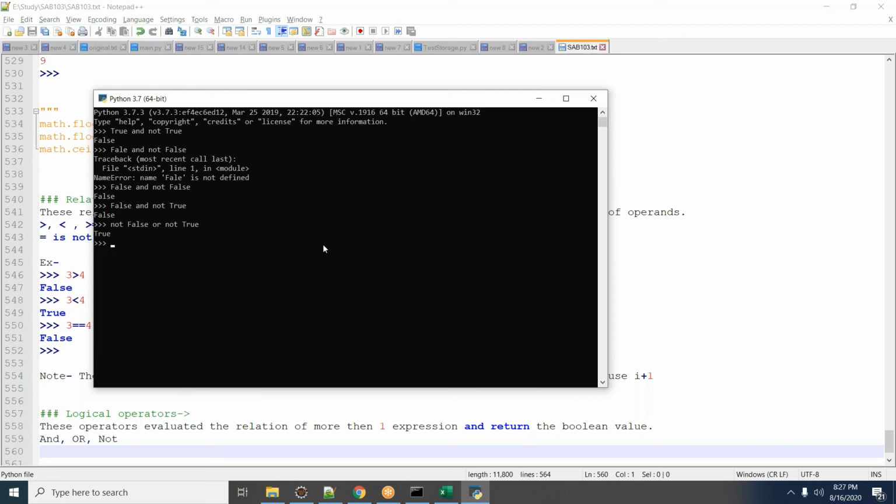True. Okay. Not false means what? True. Not false means true. If one expression is true, there's no need to check the output of the other in case of or. So this is true, so definitely the output will be true. This is like true or false, so it will be true.